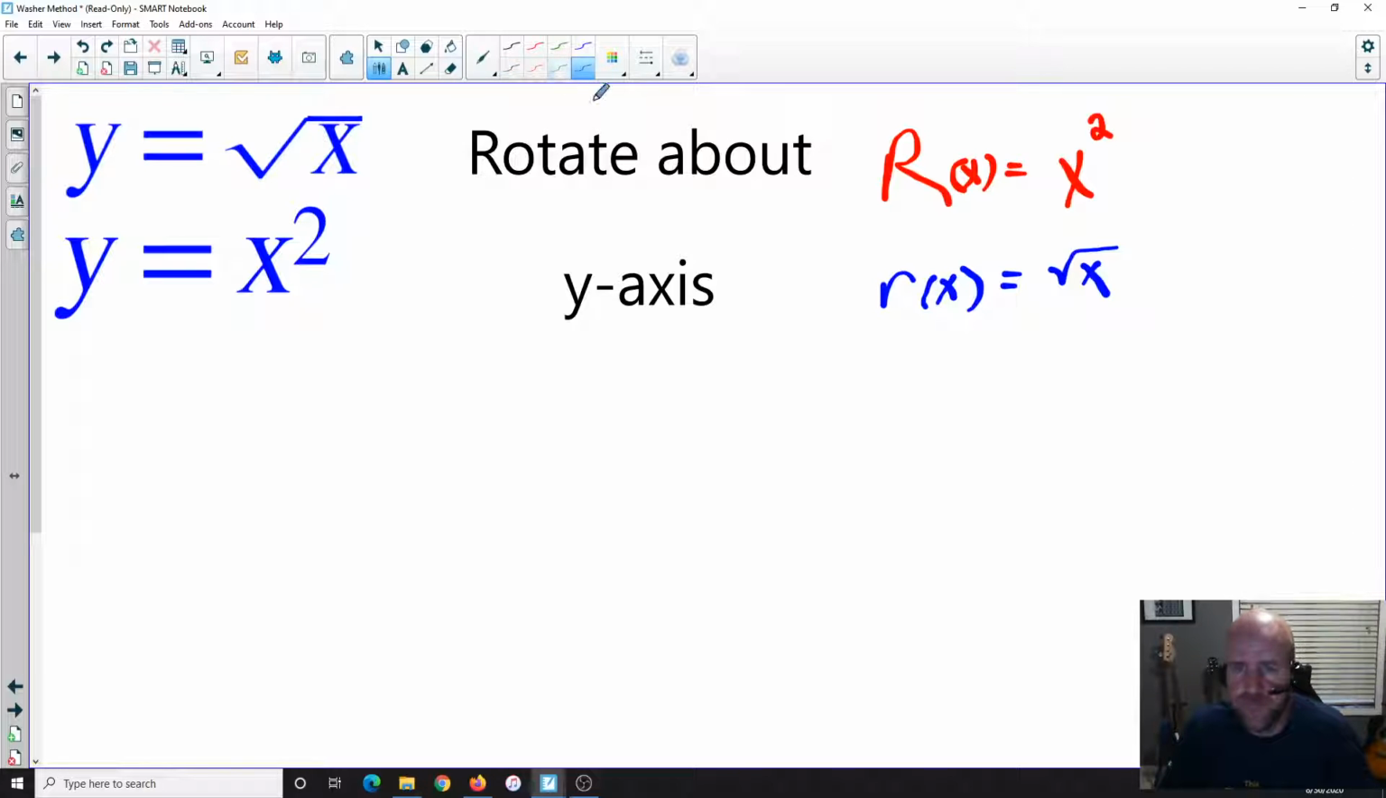So now we are rotating around the y-axis. So it's very important to note that when you're rotating around the y-axis, you need to be in terms of y. So we're going to solve these equations and put them in terms of y. So if we solved for x here, that would be square root of y. And this one's going to be y squared.